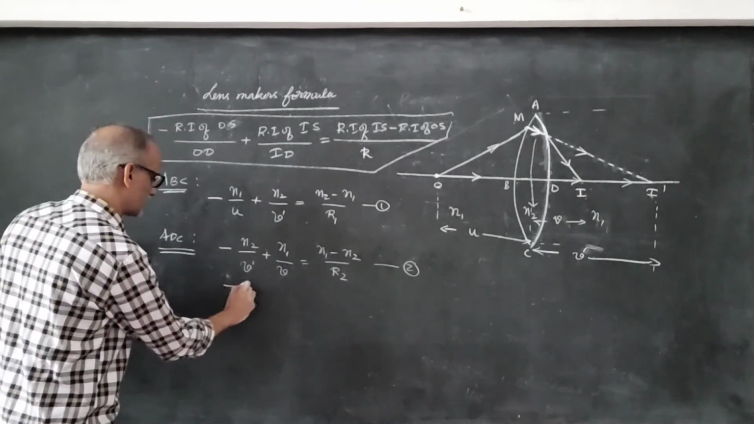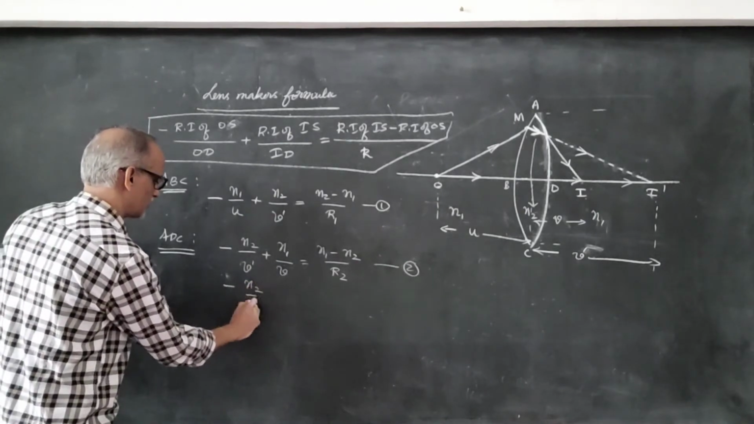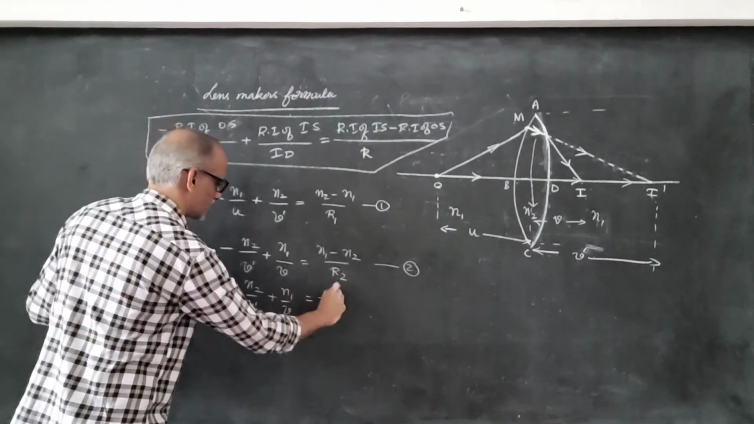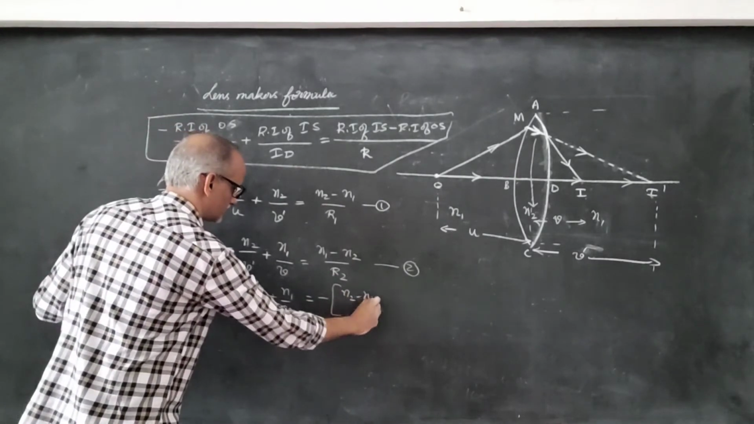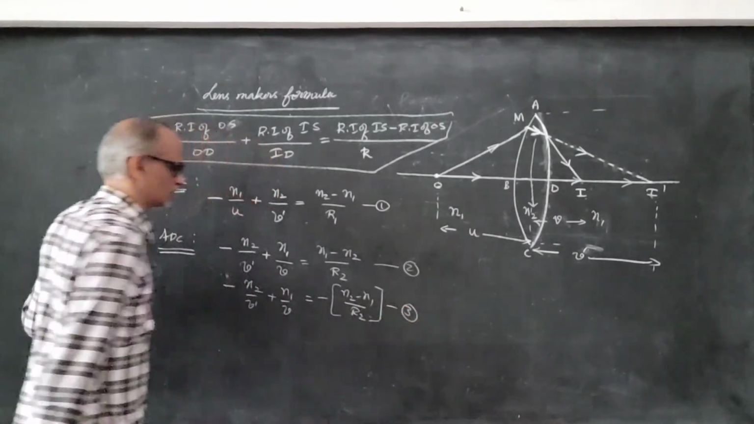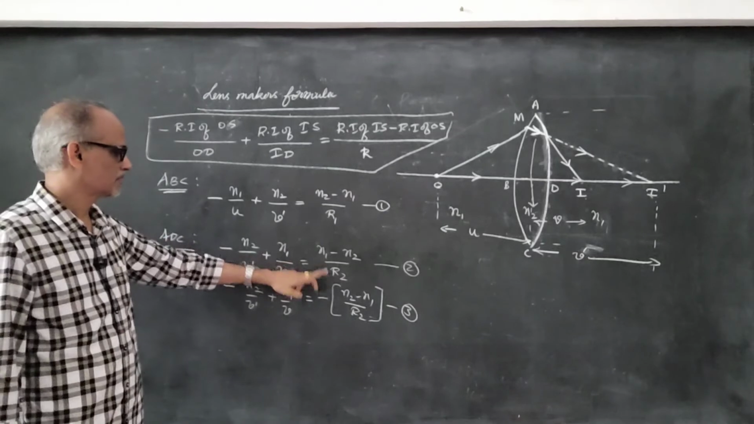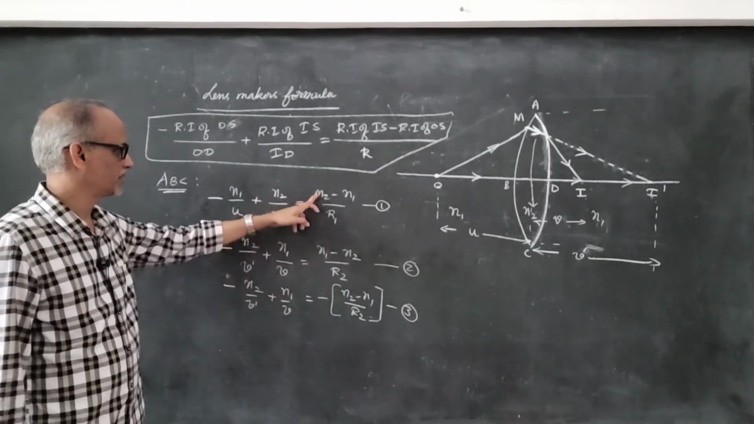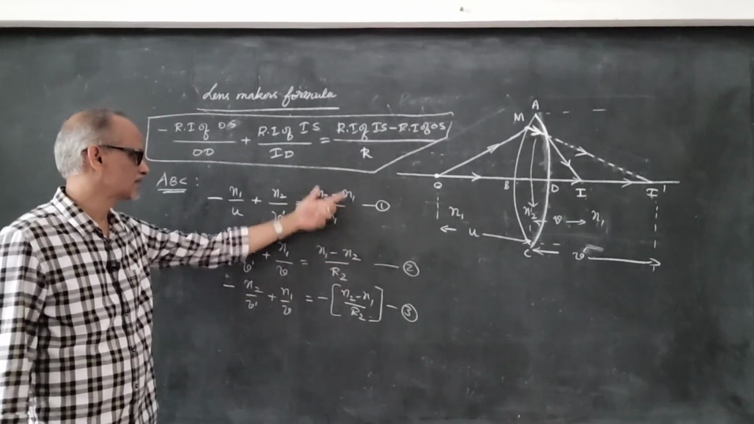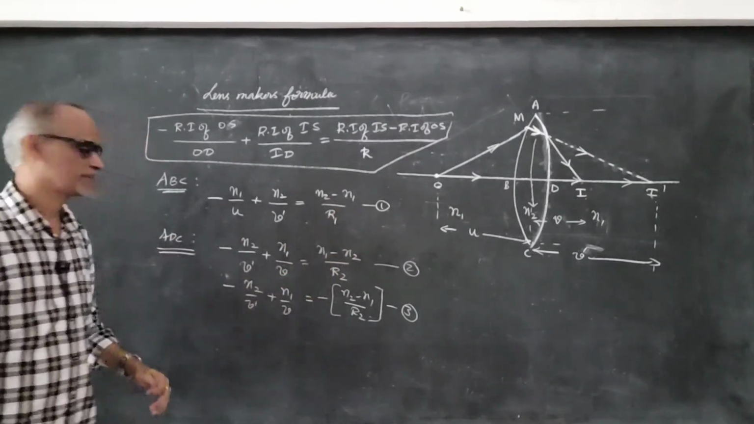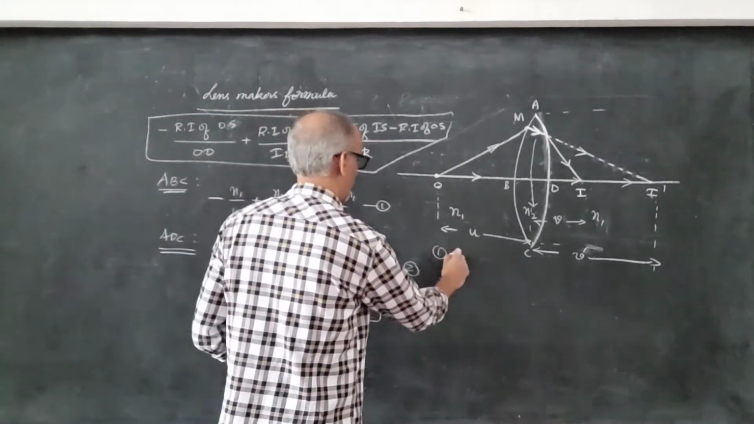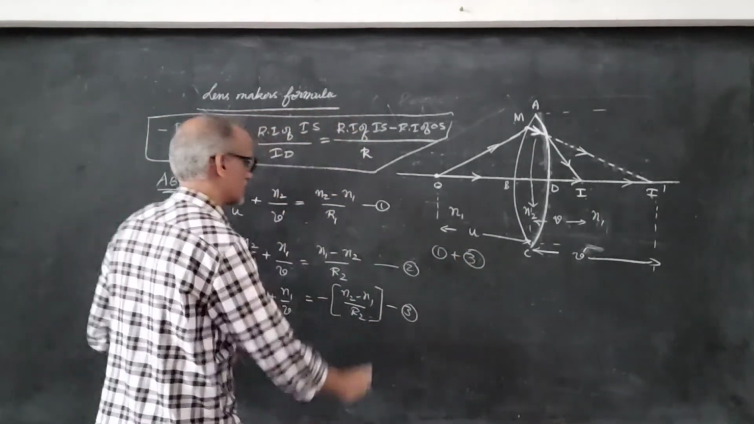I will just rewrite this equation again: minus N2 by V dash plus N1 by V, and now take the minus sign outside and write it as N2 minus N1 by R2. This is the third equation. Clear? When we add, N2 minus N1 should be common right here. Here we have N1 minus N2. So to write it in that same format, I took the minus sign outside. Now you add equation 1 and equation 3, this and this.